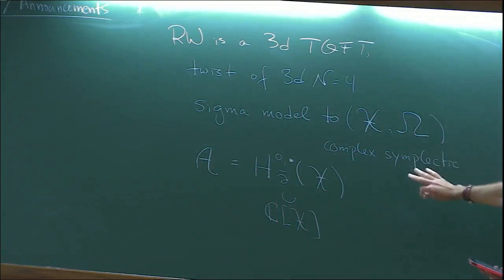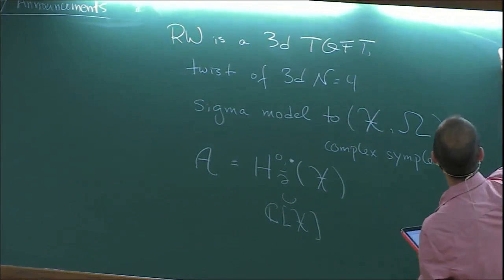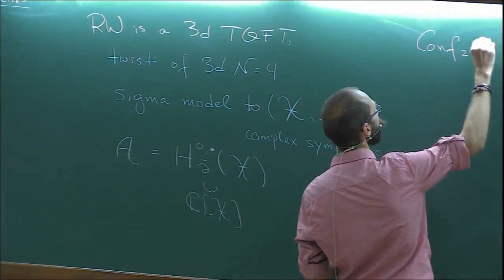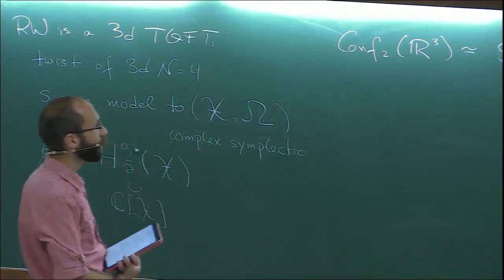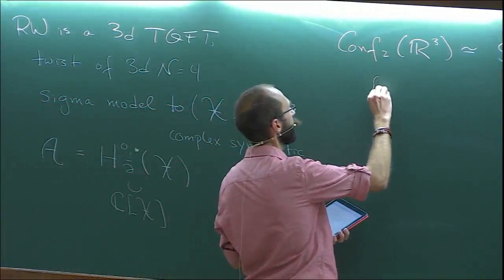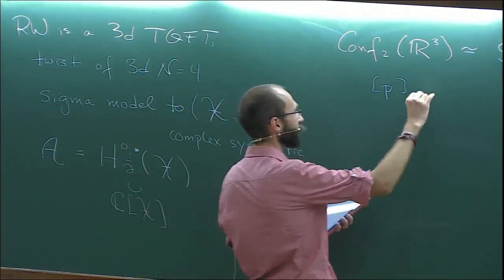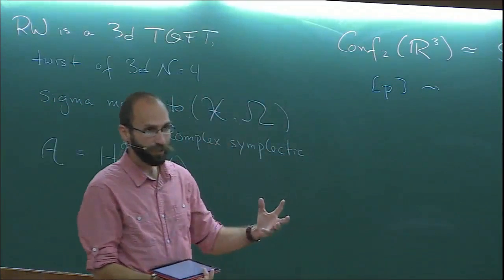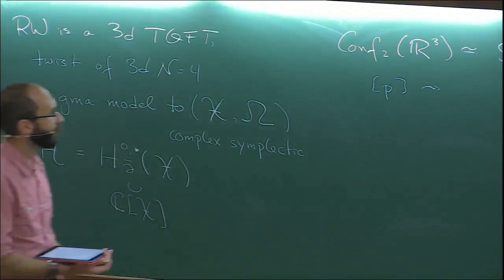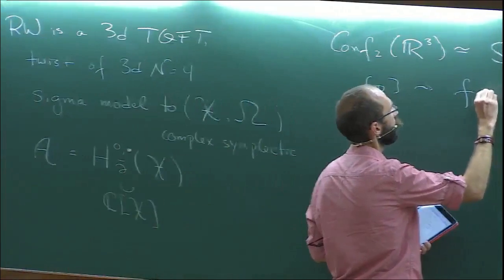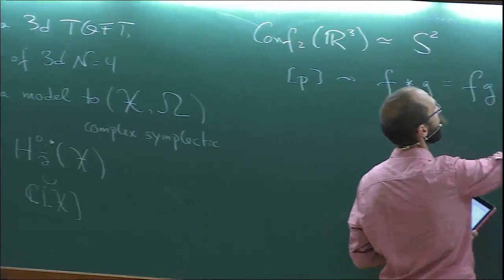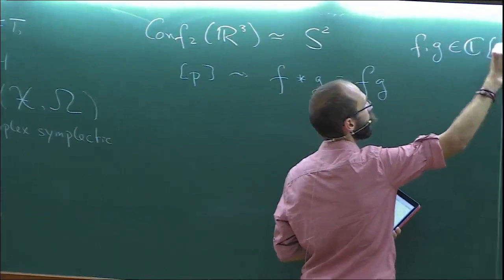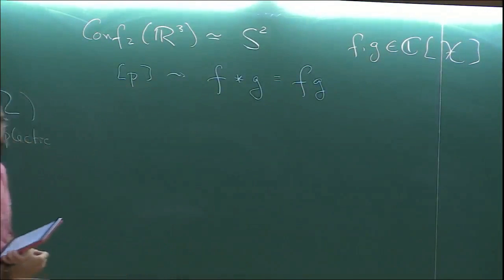So yesterday, we talked very generally about products on the operator algebra coming from configuration space. So here, the configuration space of two points in R3 is homotopic to a two-sphere. So there are two relevant homology classes. There's a point class, which gives rise to an ordinary product. In this realization in Rozansky-Witten theory it is just the commutative product of functions, where f and g are just holomorphic functions on X.